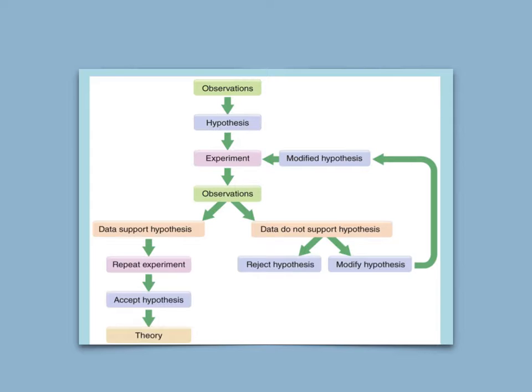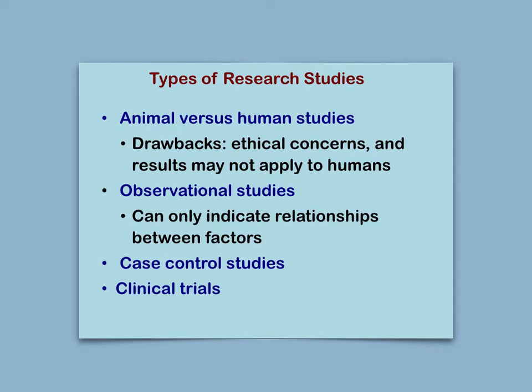Now, what are the different types of research studies out there? How do they study in the laboratory? Many ways. Usually, scientists do laboratory studies. One way would be animal versus human studies, observational studies, case control studies, or clinical trials.